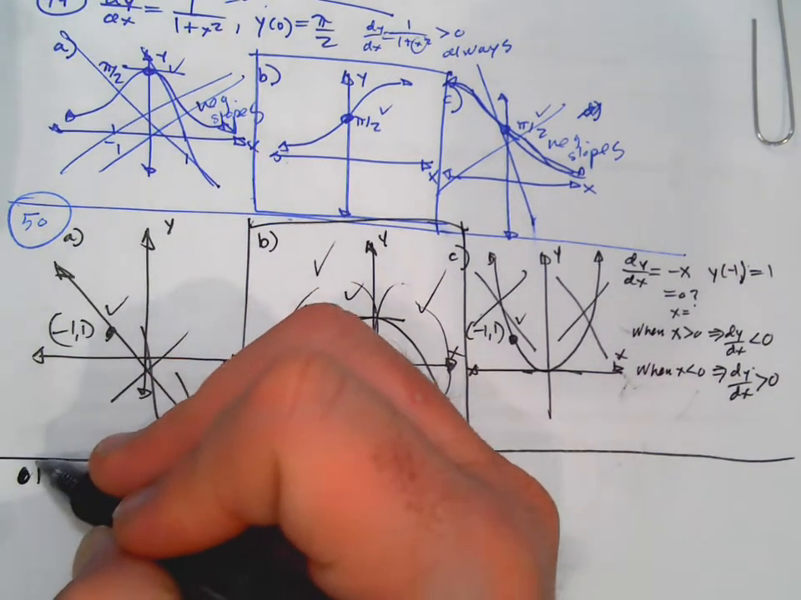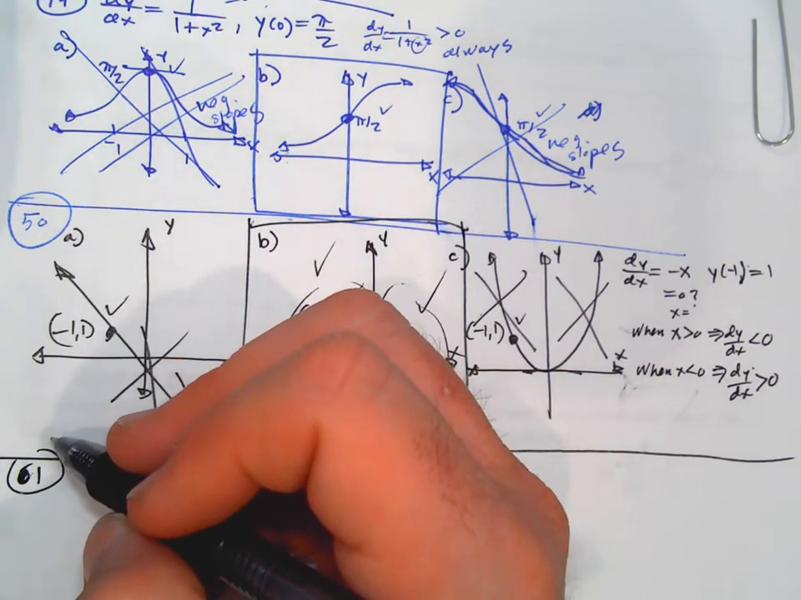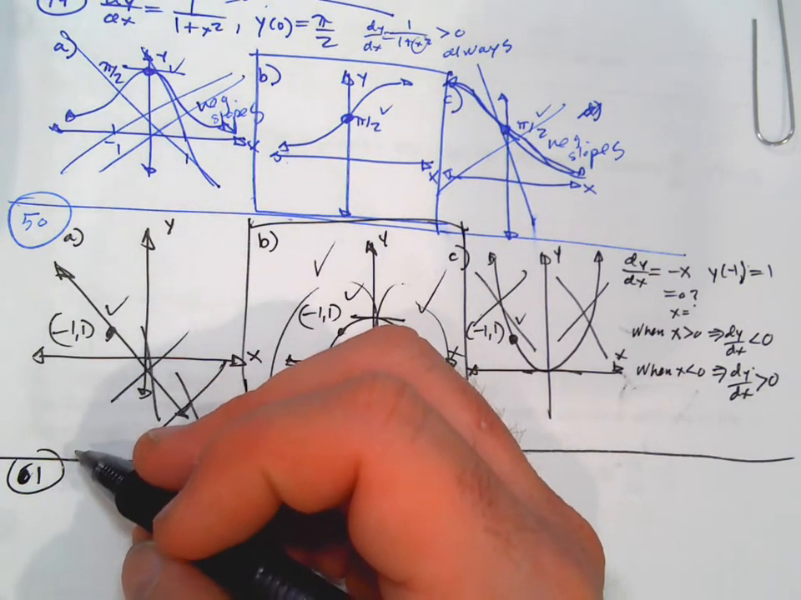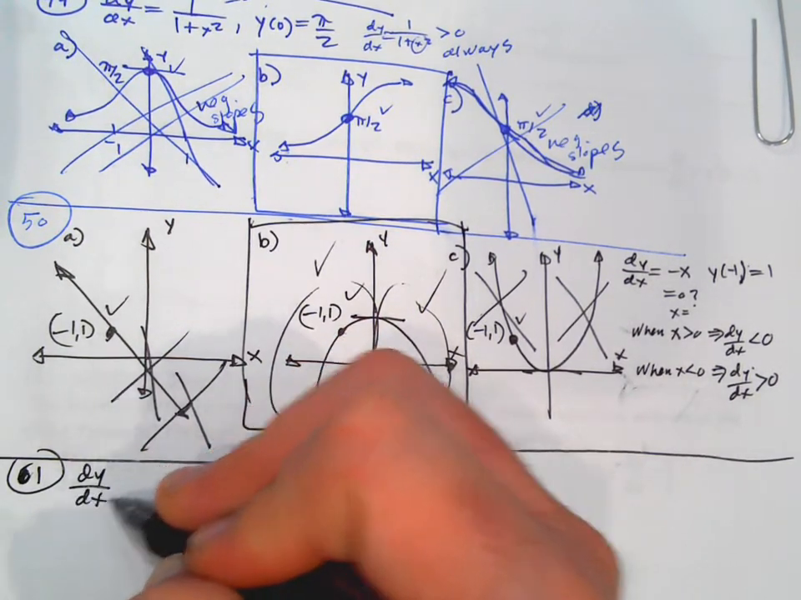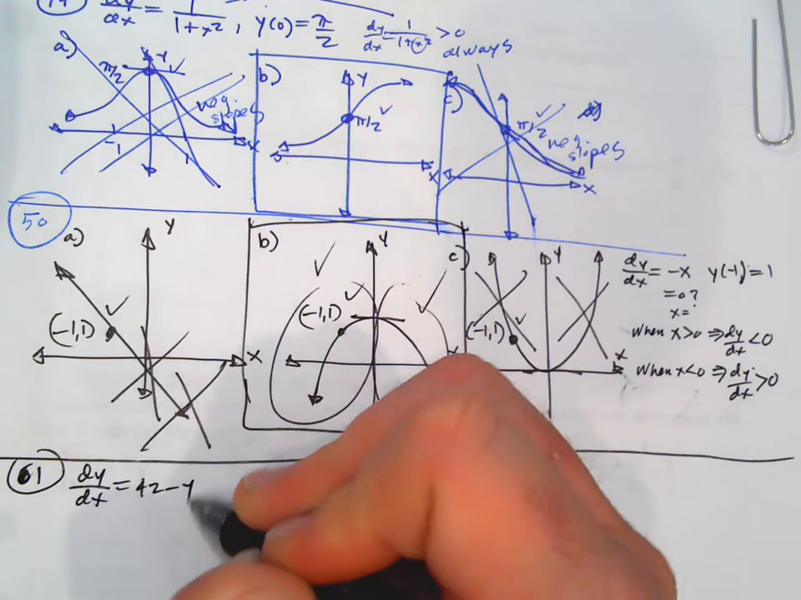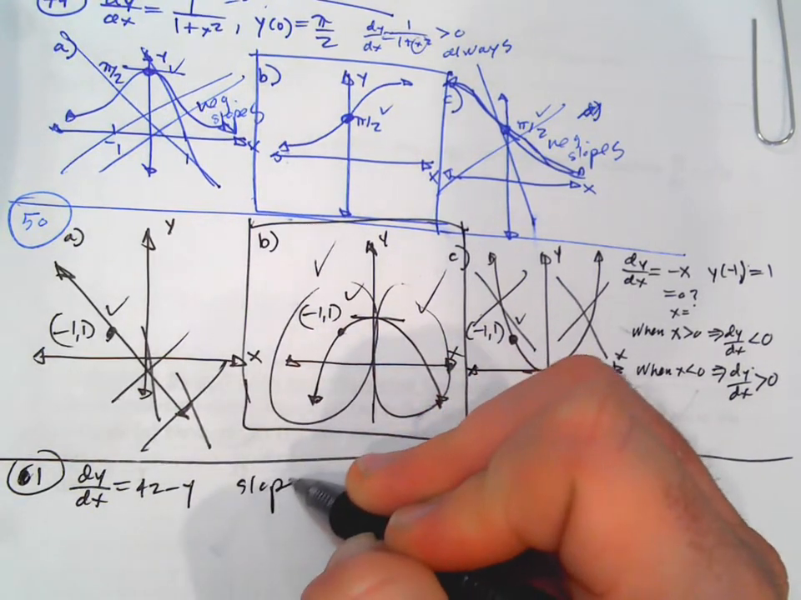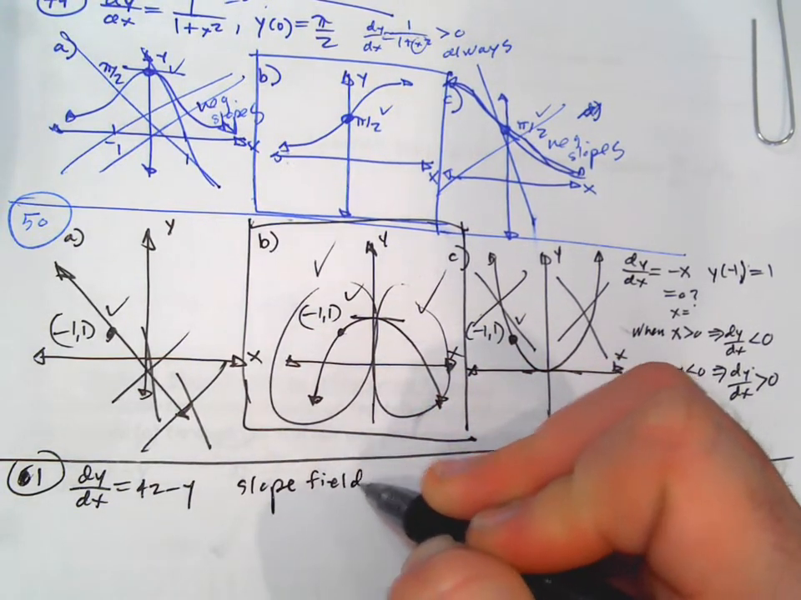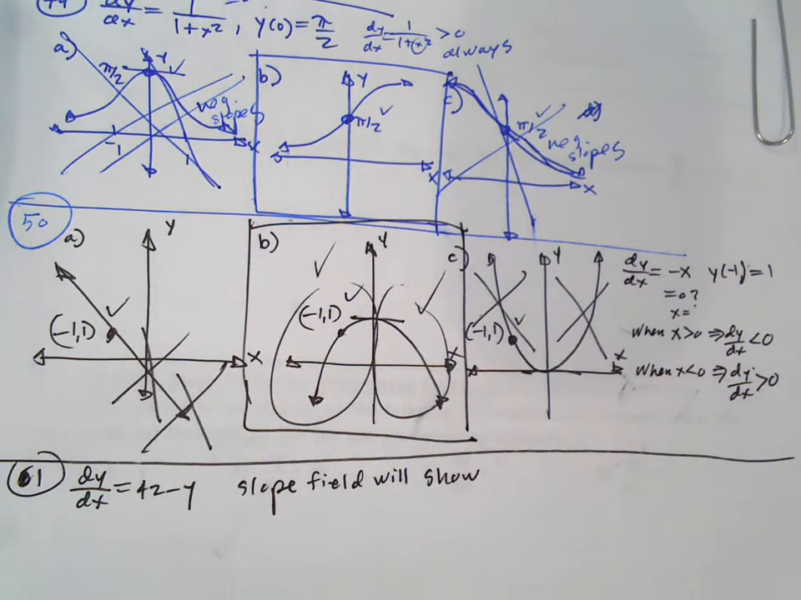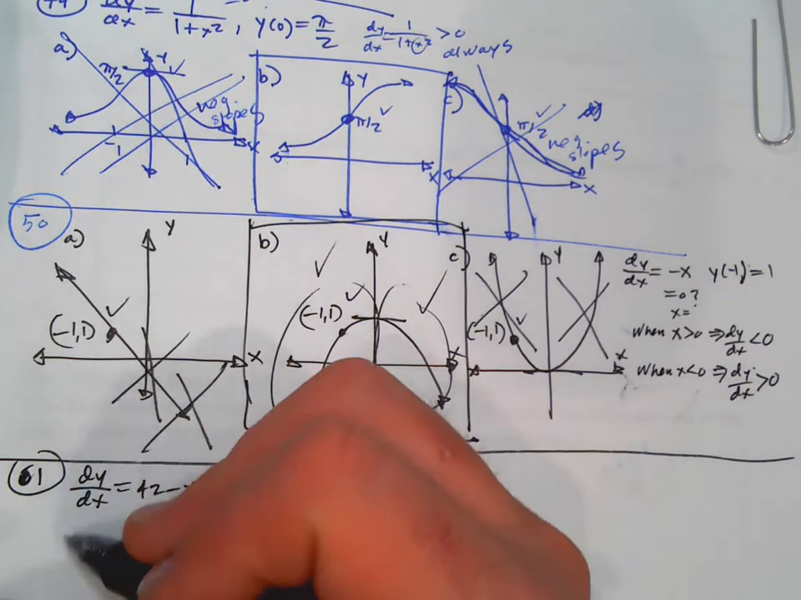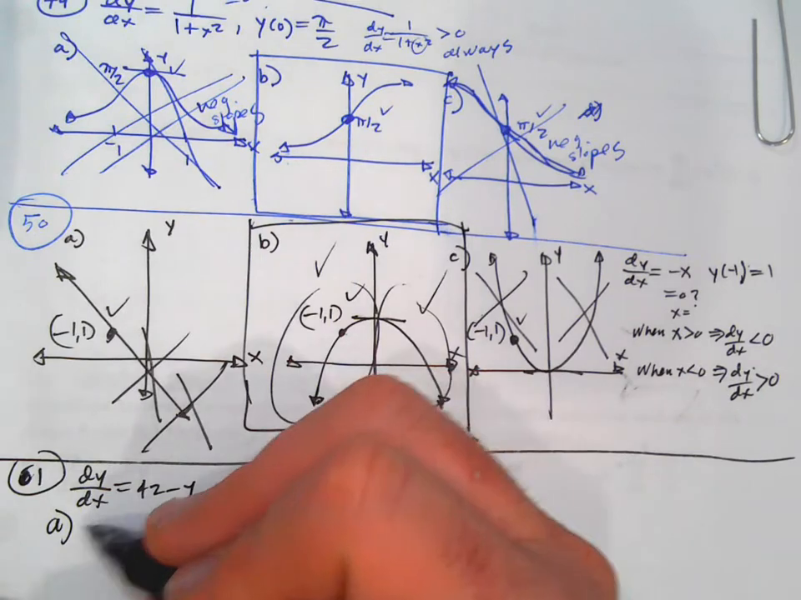Okay, 61 says a slope field for the differential equation dy/dx equals 42 minus y will show what? It's an initial condition. It says a line with a slope of negative 1 and a y-intercept of 42. Now, A is trying to trick you into thinking this is y, so A is out.